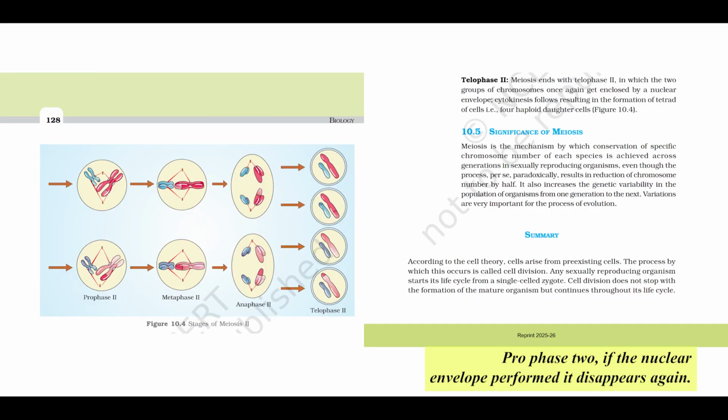Prophase II. If the nuclear envelope reformed, it disappears again. Chromosomes recondense if they relaxed a bit. Spindle forms. Metaphase II. The individual chromosomes, each still with 2 sister chromatids, align at the equator of each cell, just like mitotic metaphase. Spindle fibers from opposite poles attach to the kinetochores of the sister chromatids. Okay, individual chromosomes line up now.